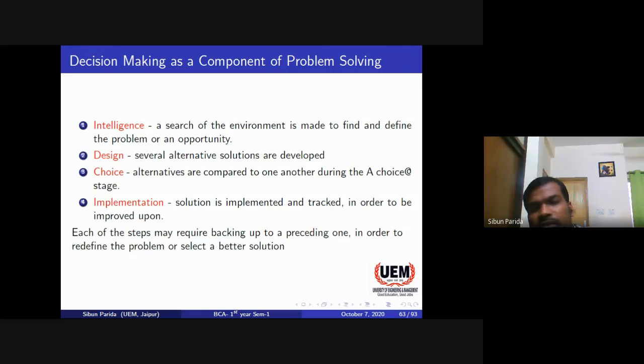If you can afford to pay that amount, then you go for it, so that your time will be saved. So you are making a choice here. Implementation: the solution is implemented and tracked in order to be improved upon. So there are different approaches.